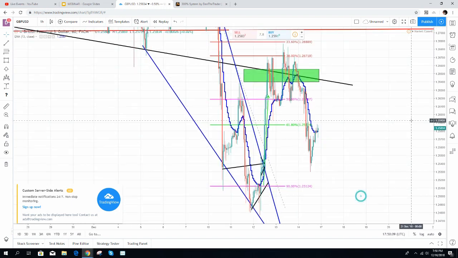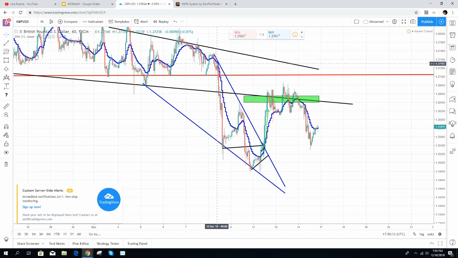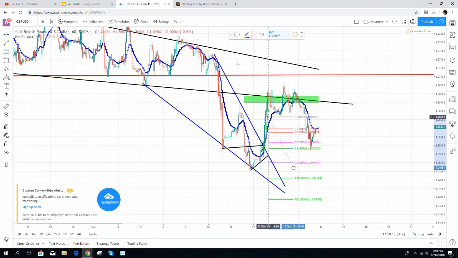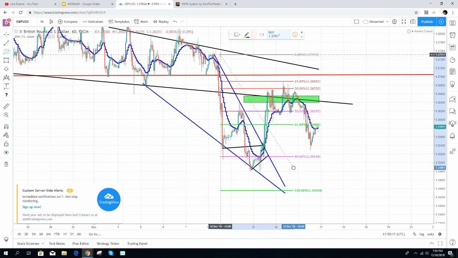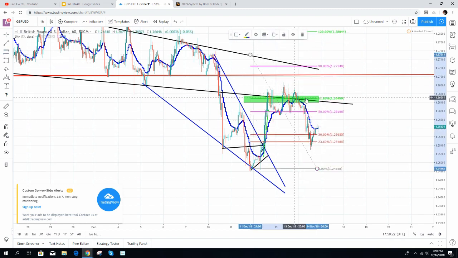You can see the green level, and this is wrong, so one second. So we're going to do this like this. No, like this. Boom, 61. You see the 61? It's right there. Price came to it, and that was the take profit. You can see the green levels right there as well.